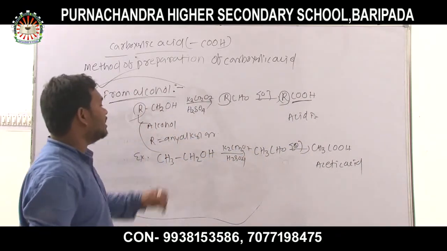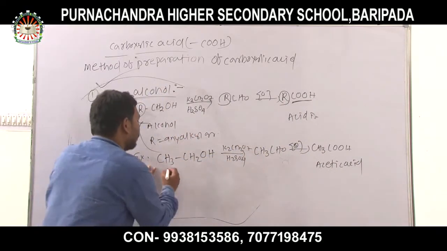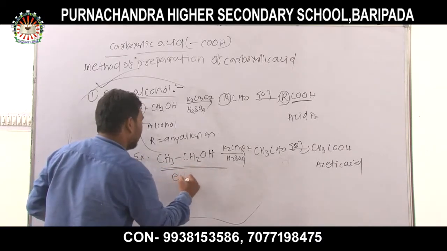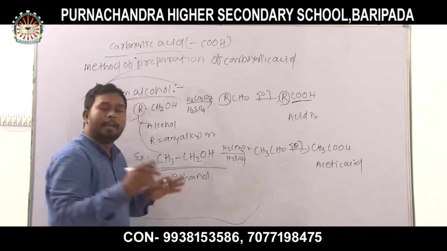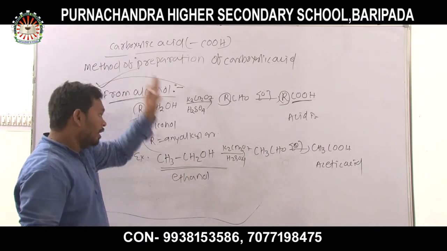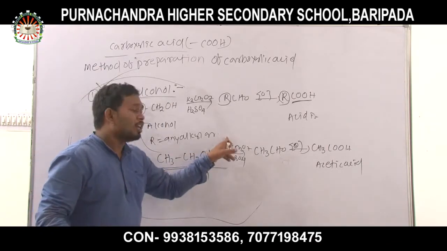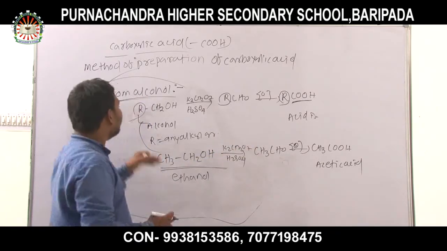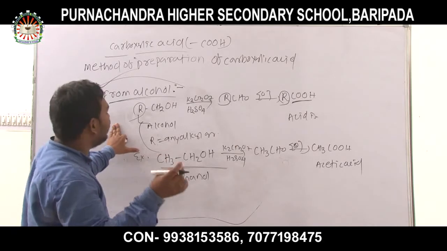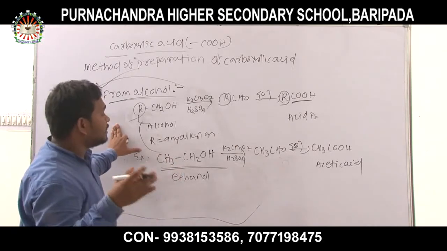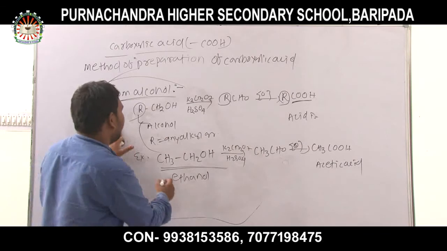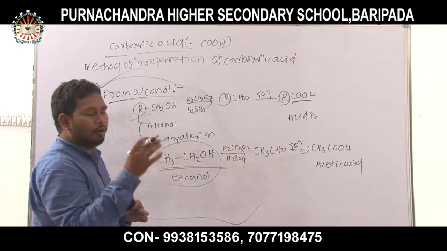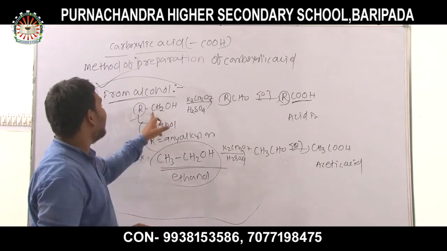Then acetic acid is formed. You can also explain it when ethanol is treated with acidified potassium dichromate solution, then acetic acid can be formed. So the first one is complete. Then we must find how acetic acid can be prepared from ethanol, or from an alcohol, or how an acid can be prepared from an alcohol.